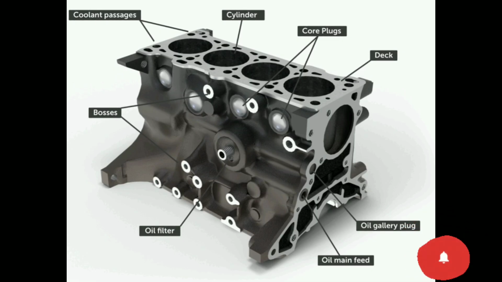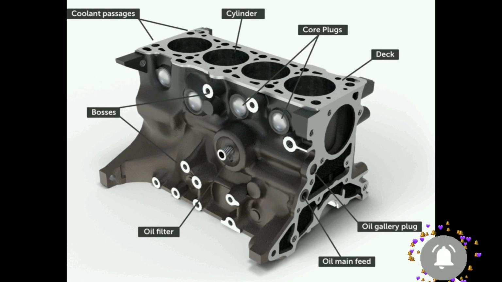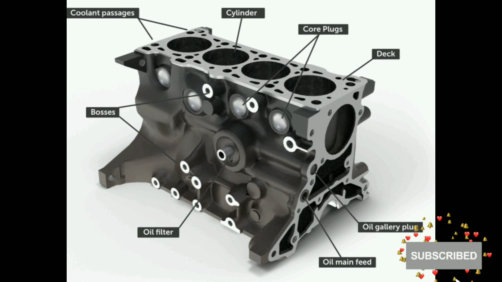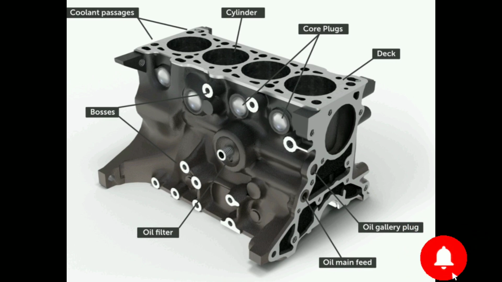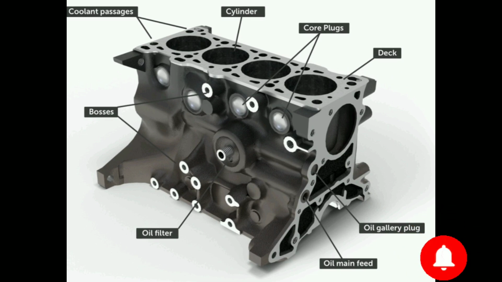This is a cylinder block, the middle part of an engine. This is where the cylinders, pistons, and connecting rods are mounted on the inside, and this is where the pin boss is located and the oil filter is located on the cylinder block. Also, the oil main feed and the oil pump, all of those components are mounted on the cylinder block. This is the middle part of an engine.